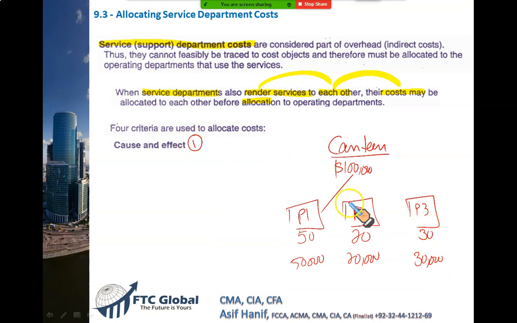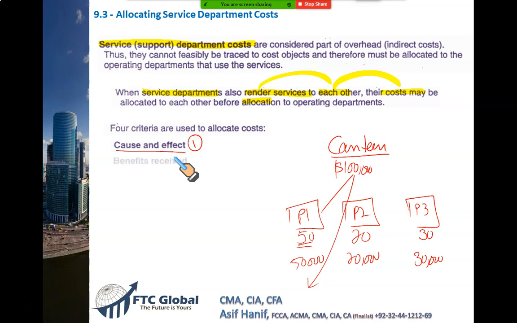This is called cause and effect. Since there are more people in production department 1, there should be more canteen cost charged to production department 1. This is the best method, cause and effect. But unfortunately, sometimes it is not possible to use cause and effect. Like for maintenance department, it is difficult to find cause and effect. For stores department, it's difficult to find cause and effect.